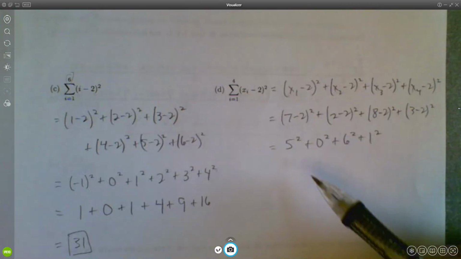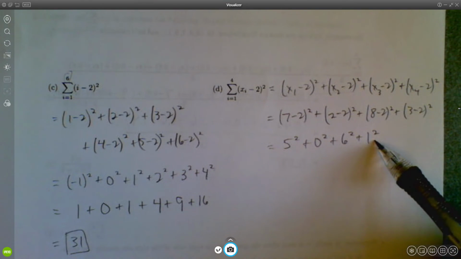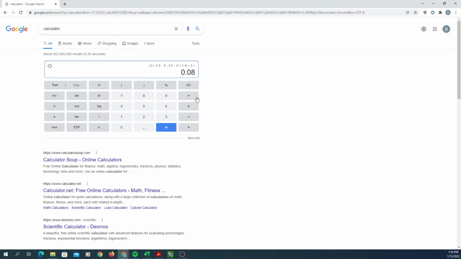And at this point, you could go ahead and square those, 25, 0, 36, and 1, and then add those up, or you could just punch it into your calculator. So I'm going to go ahead and punch it into the calculator. Here's how you get an exponent on the Google calculator. You press this button, squared, okay, plus 0 squared plus 6 squared plus 1 squared. And you should get 62.